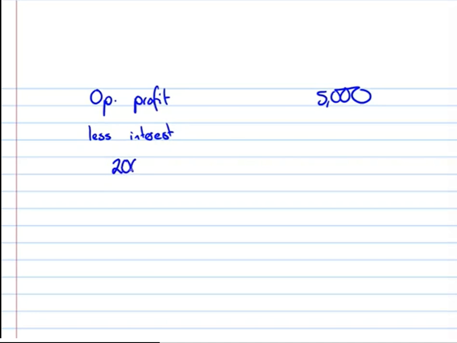For residual income, we're going to need a little more room for our calculation. We're taking the return, the operating profit, 5,000, and deducting an imputed interest charge, which is based on our capital employed of 20,000 at a notional interest rate of 10%, provided in the question. So that's an imputed interest charge of 2,000, leaving a residual income of 3,000.